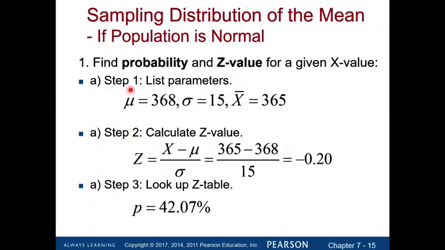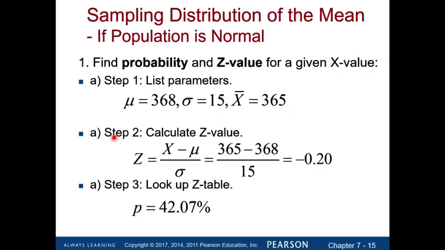The first step is always to list out the parameters. Here the parameters include the population mean, which is 368 grams, the population standard deviation, which is 15 grams, and the sample mean, X bar, which is 365, the X value that we have used before.